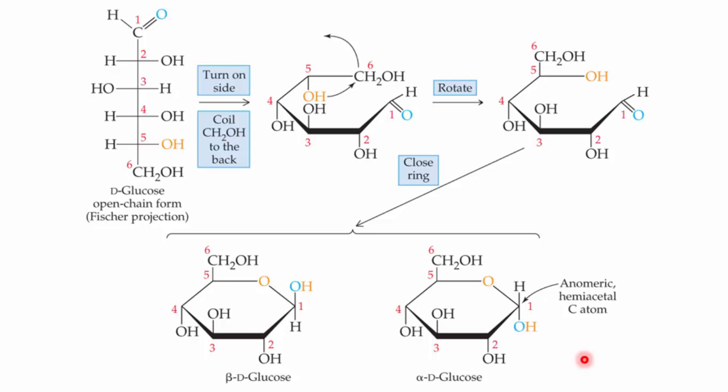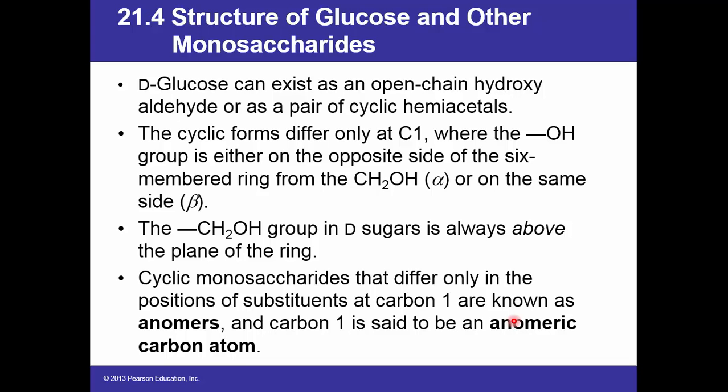The OH can be down or the OH can be up, as you can see. Now D-glucose can exist as an open chain hydroxyaldehyde or a pair of cyclic hemiacetals. The cyclic forms differ only at carbon 1, where the OH group is either on the opposite side of the 6-membered ring, alpha, or on the same side, beta. Now the CH2OH group in D sugars is always above the plane of the ring. Cyclic monosaccharides that differ only in the positions of substituents at carbon 1 are known as anomers, and carbon 1 is said to be an anomeric carbon atom.